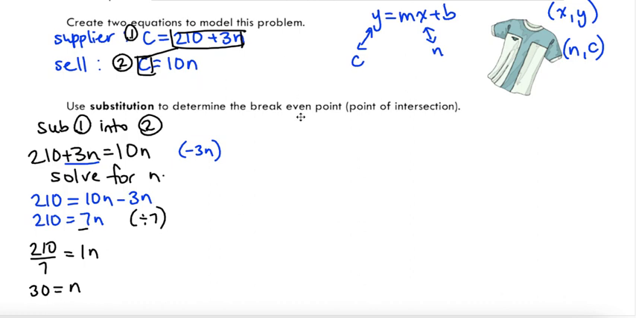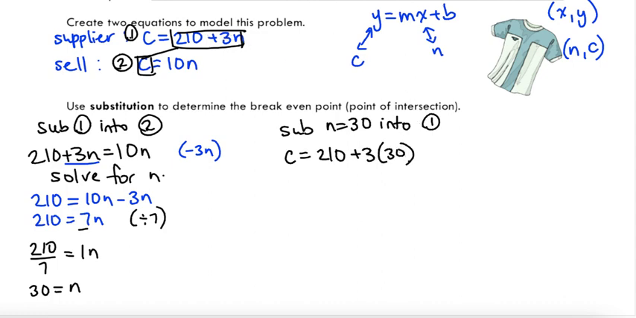So I'm going to substitute my n equals 30 into either one of my equations. Let's go ahead and put it into equation number 1. C is equal to 210 plus 3. When I get to n, I'm putting 30 in its place. So just to clarify, I'm taking this n equals 30 and putting it right here into this n in my first equation. And let's go ahead and solve this.